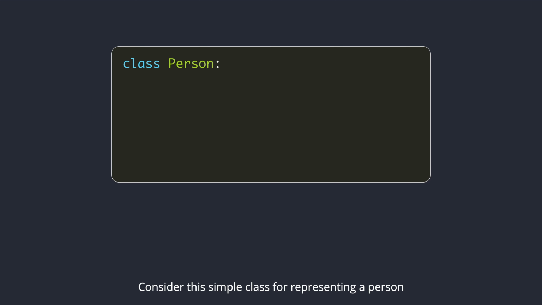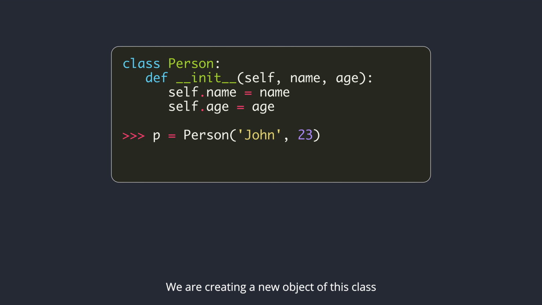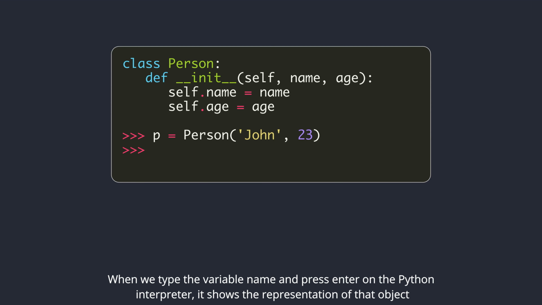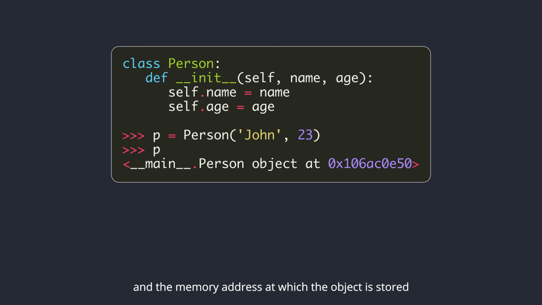Consider this simple class for representing a person. We are creating a new object of this class. When we type the variable name and press enter on the Python interpreter, it shows the representation of that object. The current value shows the class from which the object was created, and the memory address at which the object is stored. This isn't very useful.